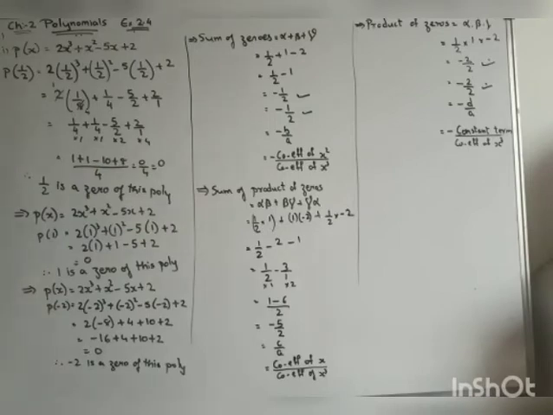Next we have to verify whether 1 is a zero or not. Again in the same way, in place of x we will keep 1. 1 cube is 1, 2 into 1, plus 1 square is 1, minus 5 ones are 5, plus 2. 2 ones are 2, 2 plus 1, 3. 3 minus 5, minus 2. Minus 2 plus 2 is 0. Here also we have got the answer 0. Therefore 1 is a zero of this polynomial.